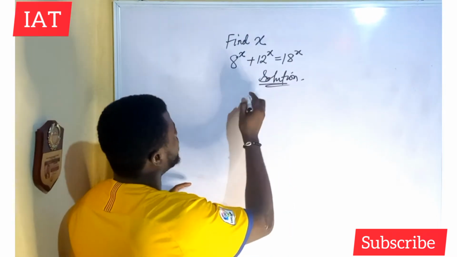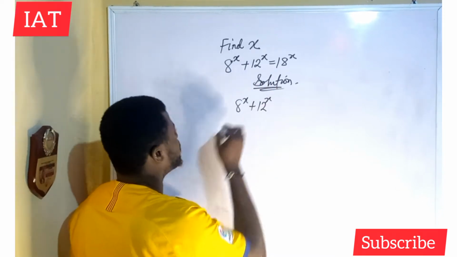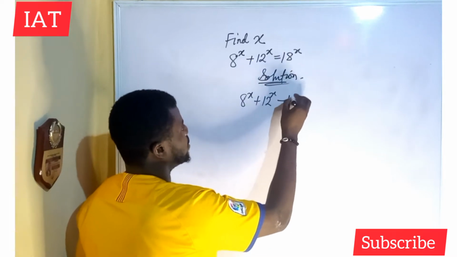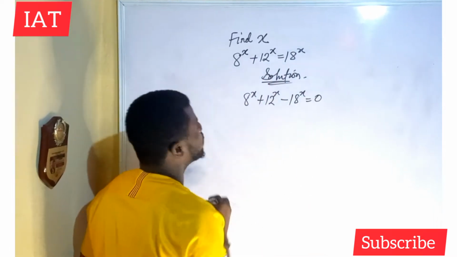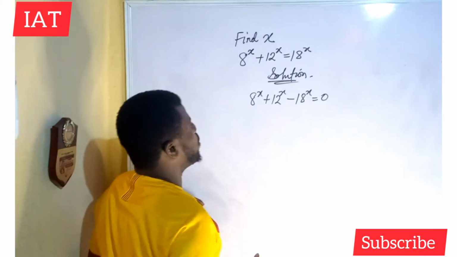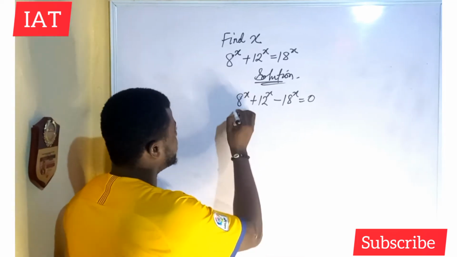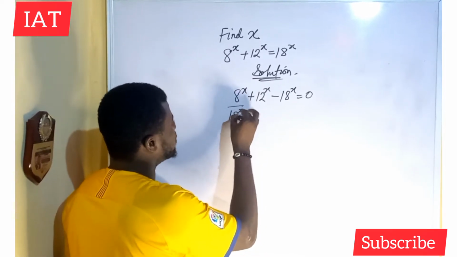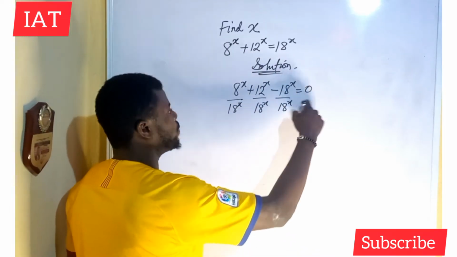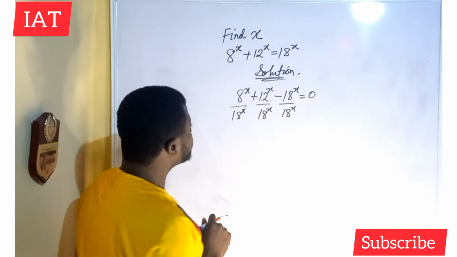Okay, at this point we have 8 to the power of x plus 12 to the power of x. If I bring this across, we have minus 18 to the power of x, and this is equal to 0. All right, I'm going to divide the whole of this expression by 18 to the power of x. So I will have this divided by 18 to the power of x, this divided by 18 to the power of x, and this divided by 18 to the power of x. Of course, anything divided by itself is 1, and 0 divided by it stays 0. So let's leave it that way.